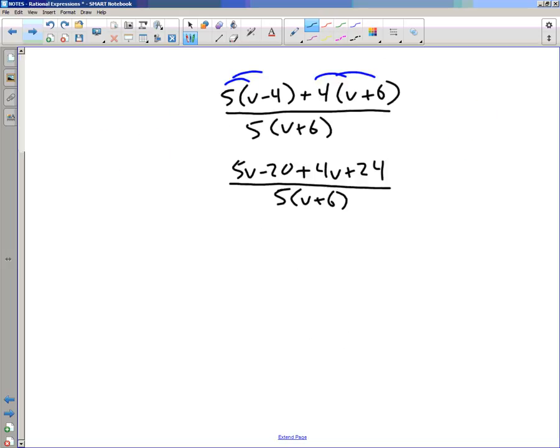Let's combine like terms. And we'll see if we can cancel anything. So the 9v plus 4 doesn't factor anymore, and that factor doesn't match anything in the denominator. So we're going to be stuck at this point. This will be our final answer.